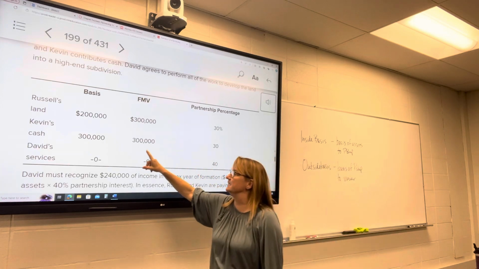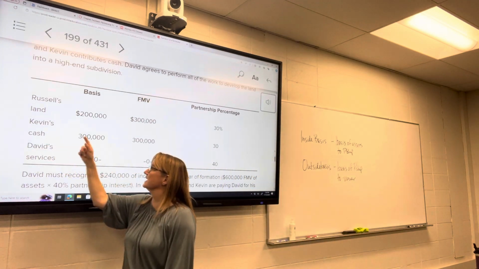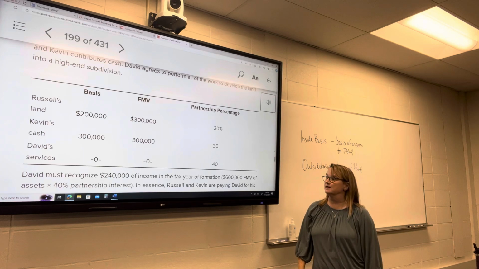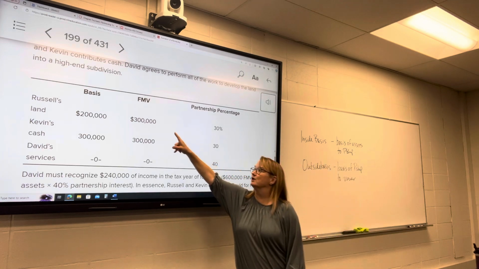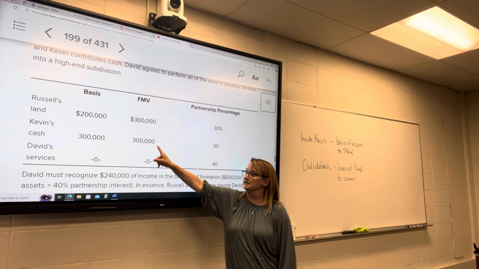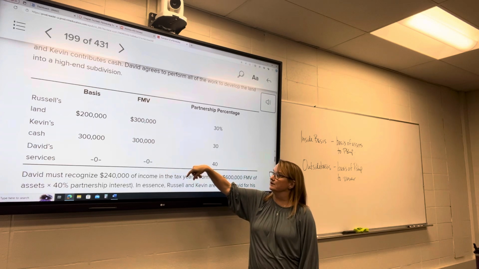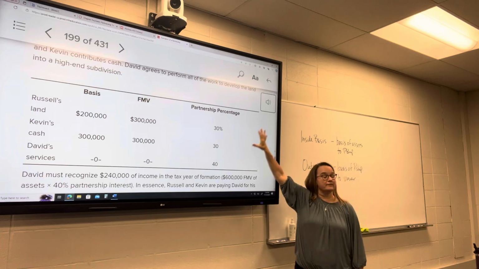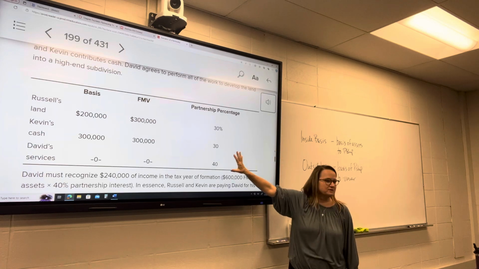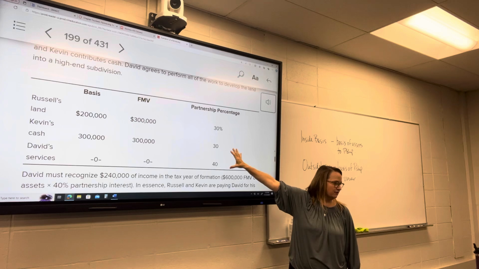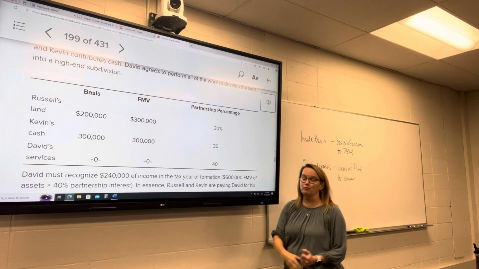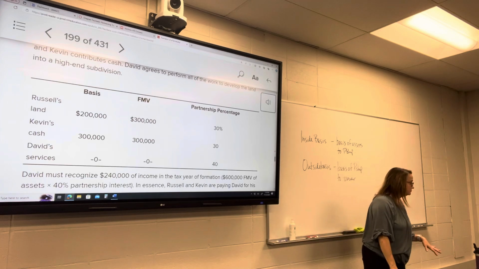Russell's land has a basis of $200,000. His cash, the cash obviously has a basis of $300,000. The land, however, has a fair market value of $300,000. Cash has a fair market value of $300,000. And then these are the partnership percentages that they've agreed on. This would be something that would be given to you. Okay, you don't have to calculate what this is. David is getting a 40% stake in this partnership.